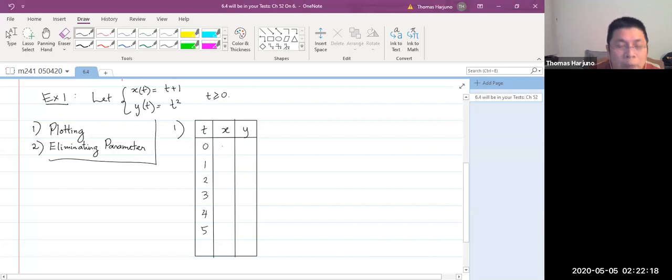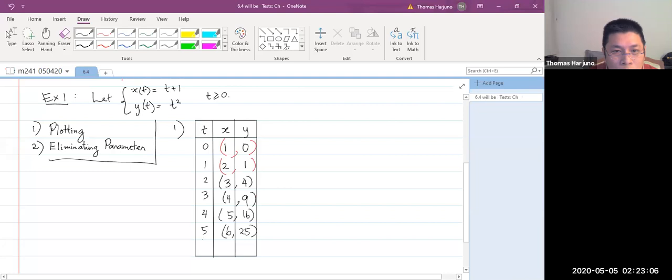When t equals 0, the x is 1 and the y is 0. So the coordinate corresponding to that is (1, 0), correct? When t equals 1, the x is 2, the y is 1. So the coordinate is (2, 1). When t equals 2, the x is 3, the y is 4. This is (4, 9), this is (5, 16), and of course, so on and so forth.